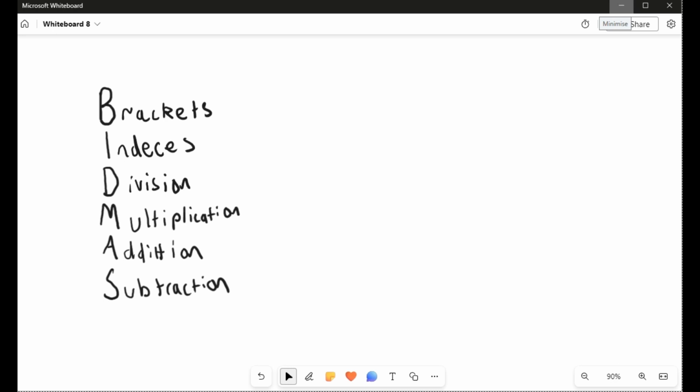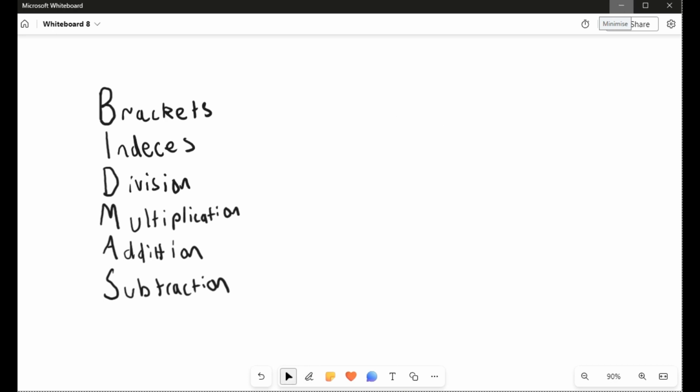So first up is brackets. Brackets are our most important thing, and anything inside of a bracket must be solved before anything outside of the brackets. So if I have 1 times (2 plus 3), I must first solve inside the brackets. So 2 plus 3 is 5. That turns into 1 times 5. So as you can see, I must solve inside the brackets first.